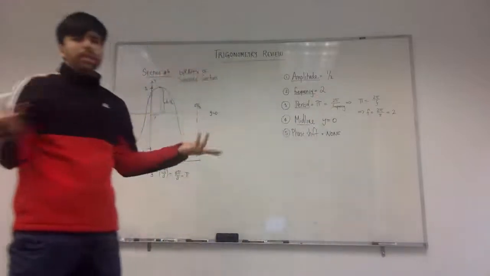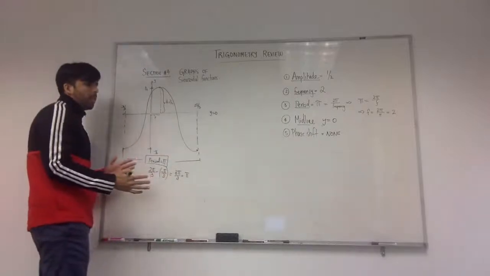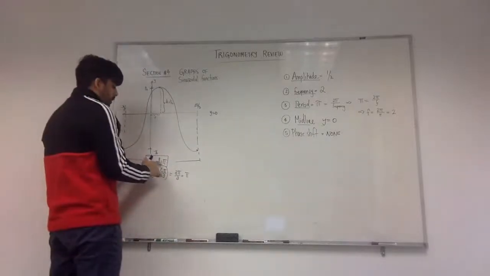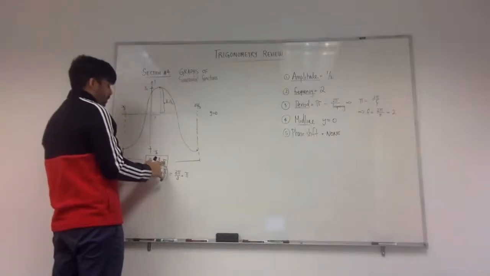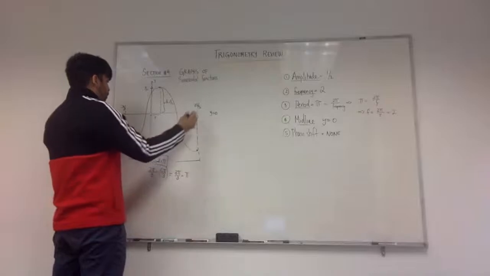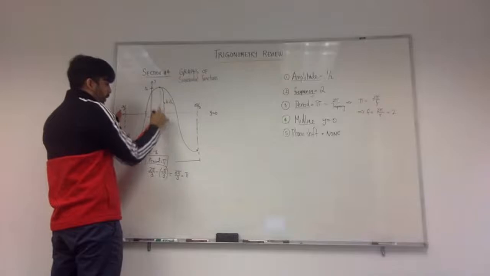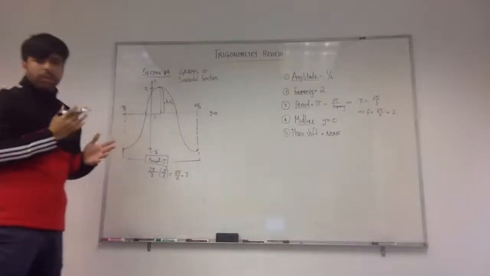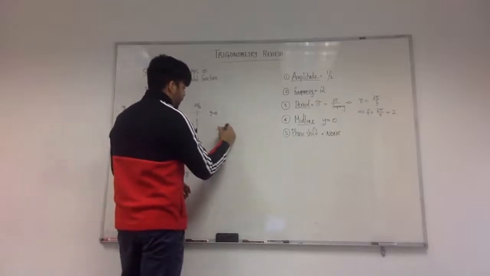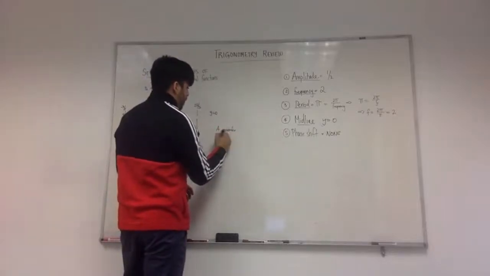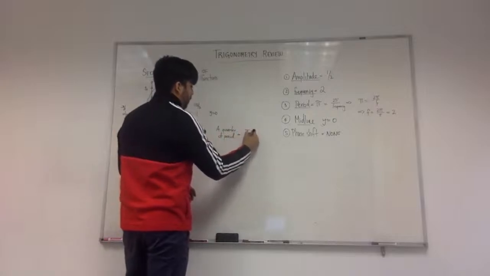Now, the hardest part of this is to figure out that shift. Because my period is pi, what do I know? I know that this whole thing is pi, and I can divide my period into fourths, into quarters. So what's a quarter of pi? A quarter of my period. It's pi over 4.